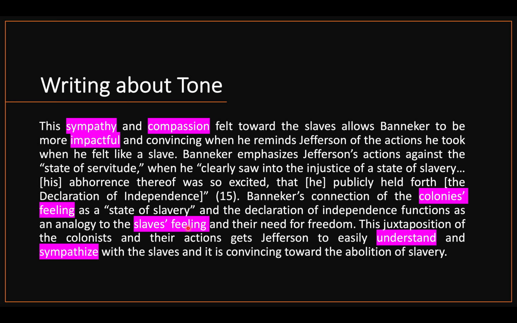Because now, just like Jefferson wrote, and this is added commentary that he could have added to it. So just as Jefferson wrote his Declaration of Independence, I, Banneker, am writing my own kind of Declaration of Independence. I am declaring myself that we should be free, and I'm declaring it to you, you who freed yourself from the tyrannical ruler, now become the tyrannical ruler, and I have to declare myself free from you, right? So this gets Jefferson to understand and sympathize with the slaves. Now, that is how you write about tone. How you fixate on moments in the text in order to write about tone.